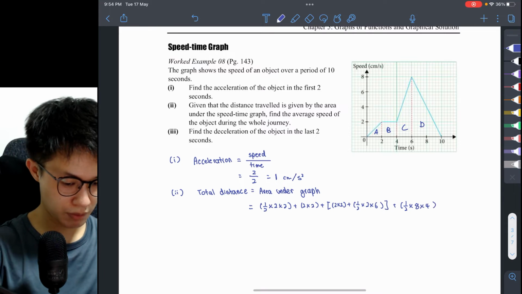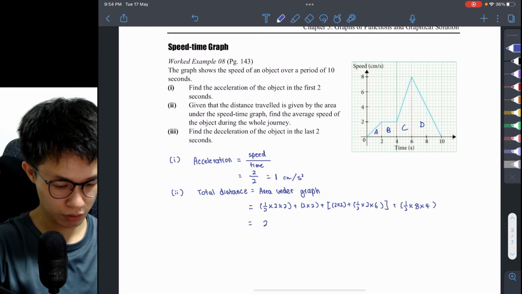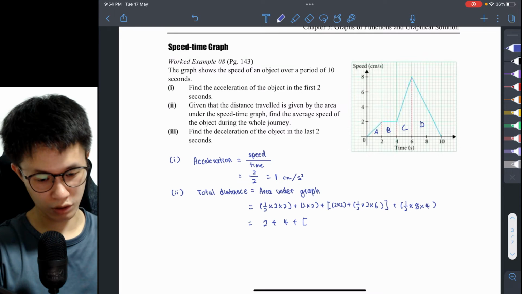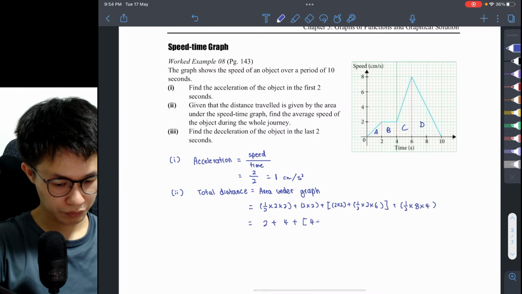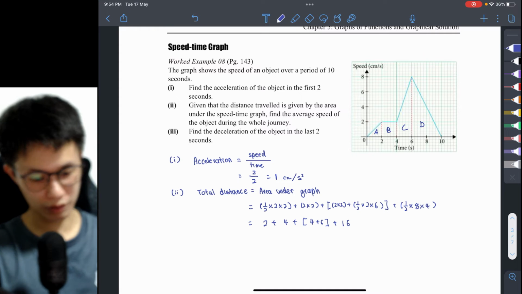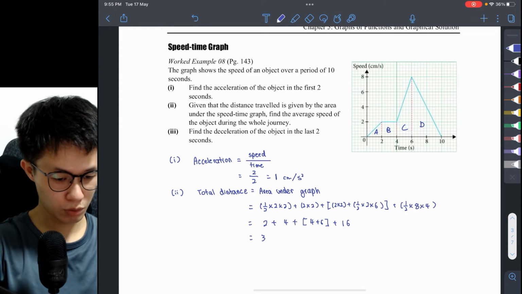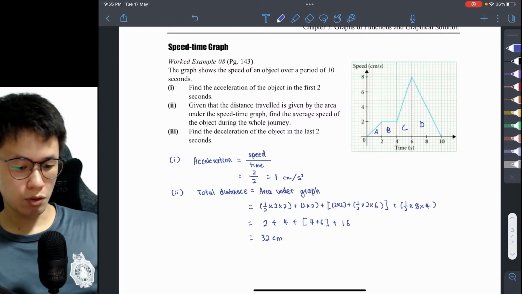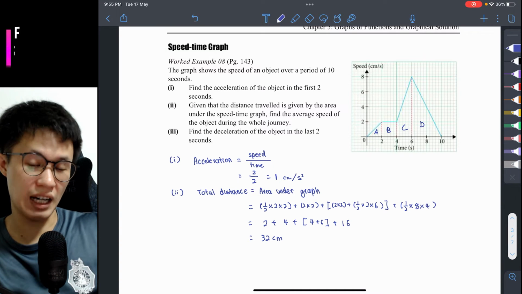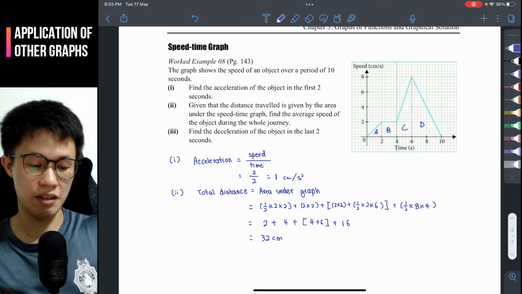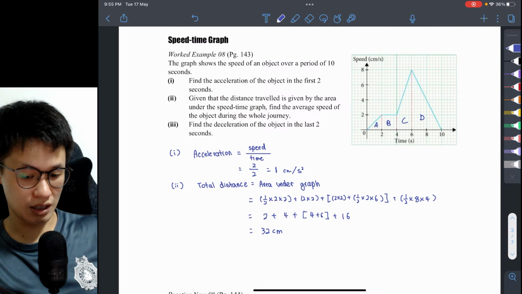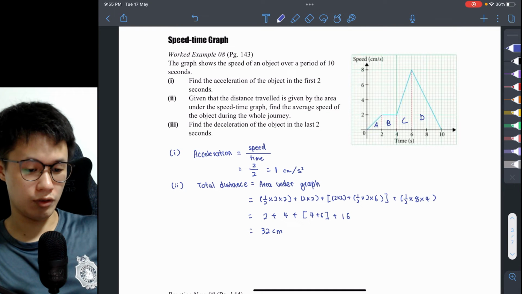You can also simply put this into your calculator and find your answer, or you can add all of them together and see how this goes. Anything that works for you is fine. So in this case, we have 16 plus 16, it should be 32 cm. So to find total distance for a speed time graph, it is the area under the graph.